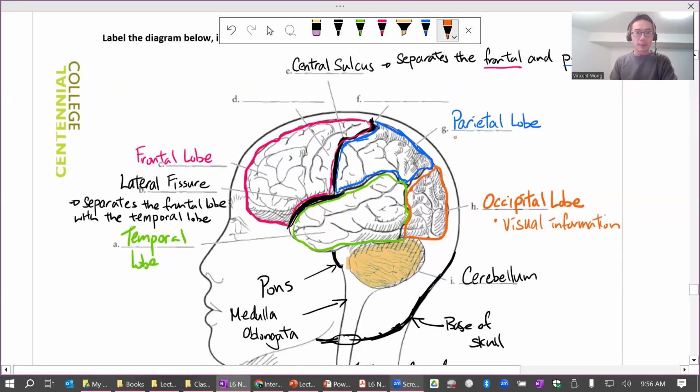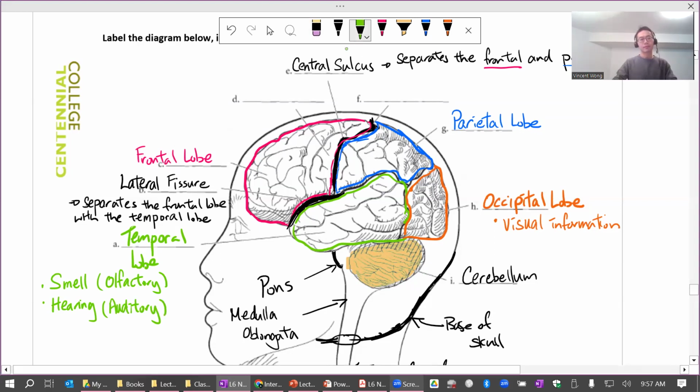All right, so vision at the back. What about the temporal lobe? The temporal lobe is for smell and hearing. Okay, they have fancy names for these things. Smell is olfactory, olfactory information. Hearing is auditory, auditory information. So these things go to the temporal lobe.